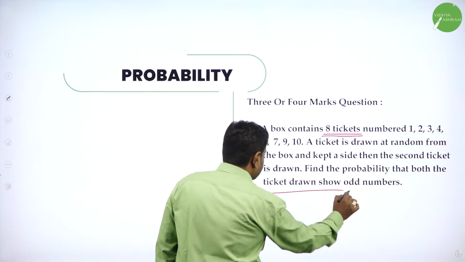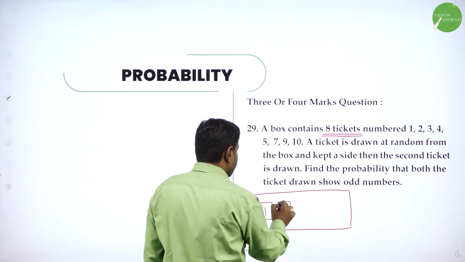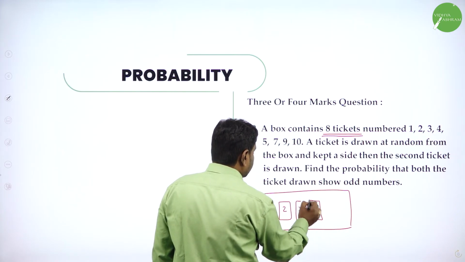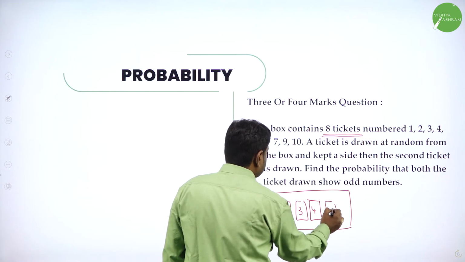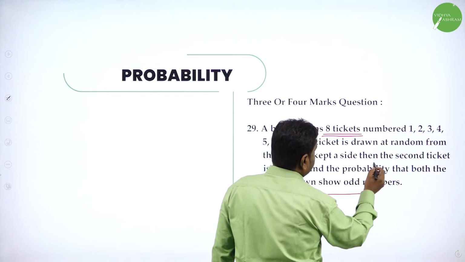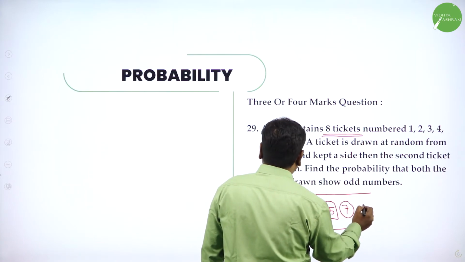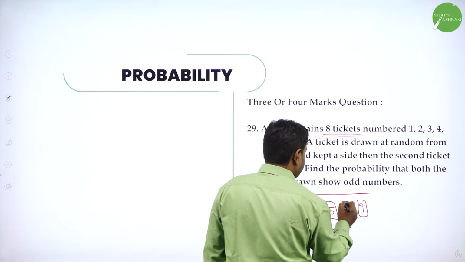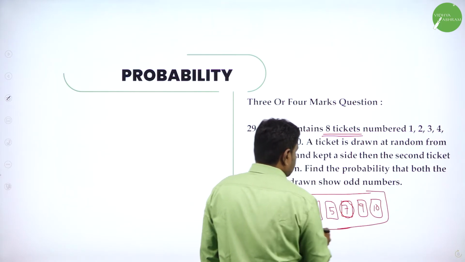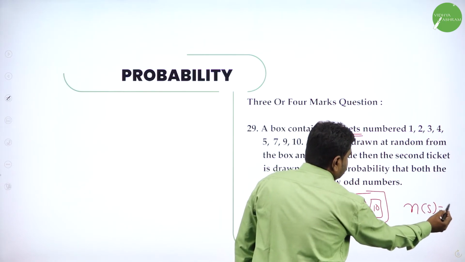So the tickets are numbered. What are the tickets we have? We have 1, another ticket with number 2, 3, 4. They are not continuous. After 4 we have 5, and after 5 we have 7. Then we have 9 and 10. These are the tickets we have. So total 8 tickets, n of S is 8.